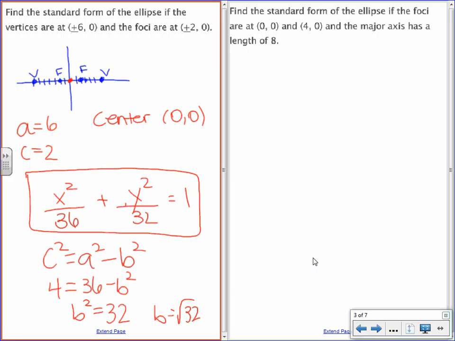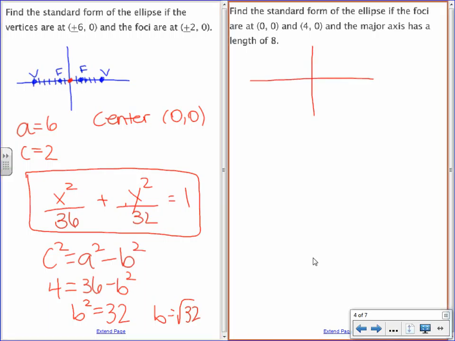Okay. Second one, (0, 0) and (4, 0) are our foci, and our major axis has a length of 8. Okay? So, pod 6, what's one thing we can take away from this picture? The center is (2, 0). And why? Excellent. Pod 1, what's something else we can observe from this information?